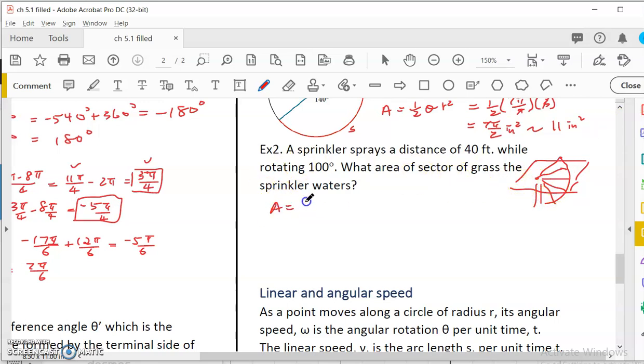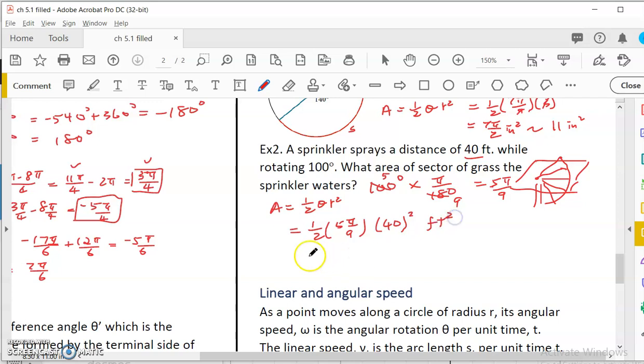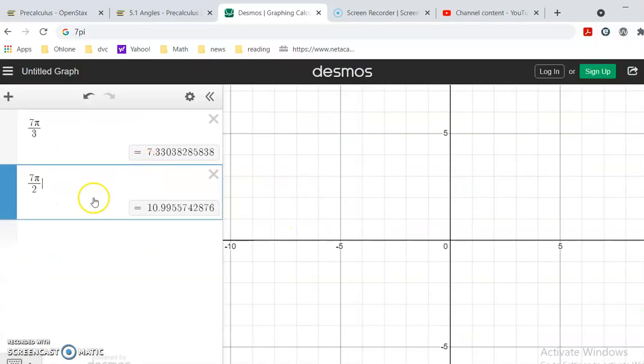So it's 1/2 theta times r squared, right? But theta is 100, so change 100 to radians by doing this first. So again, divided by 20, this will be 5, this will be 9. So it's 5 pi over 9. And then what is r? r is 40, right? So 5 pi over 9 times 40 squared. And what is the unit? It's feet squared. Okay, so write the unit properly.